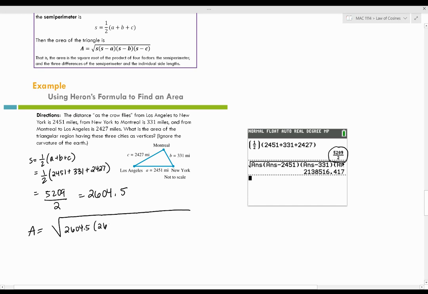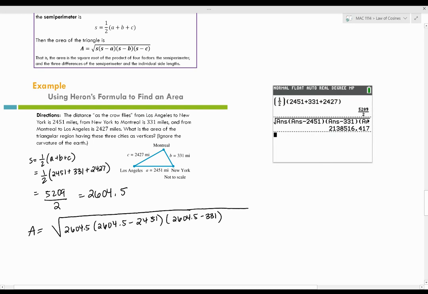All right, so Heron said the area then can be calculated as the square root of the semi-perimeter, 2,604.5, times the semi-perimeter minus side A, times the semi-perimeter minus side B, times the semi-perimeter minus side C. Okay, and when we multiply all that together and take the square root, we get 2,138,516 point, and let's round it to one decimal place, so 0.4 miles squared. That's the area flown by our crow.